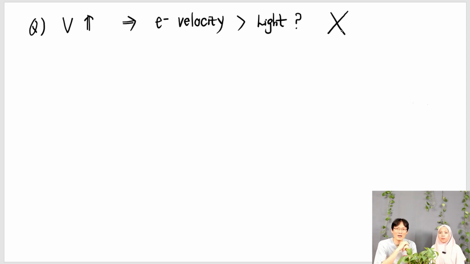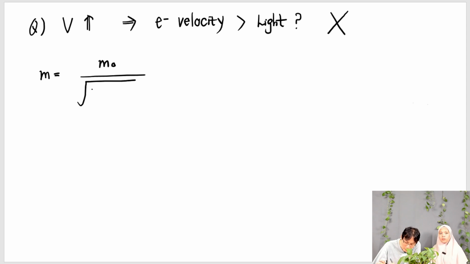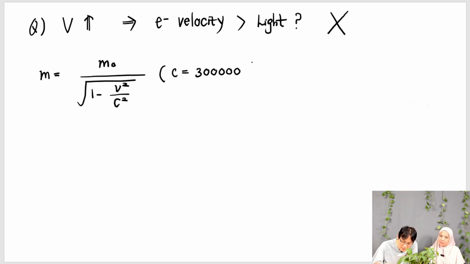Based upon the relativity theory suggested by Einstein more than 100 years ago, mass will be formulated like this: 1 minus v square over c square. C means speed of the light, and approximately c should be 300,000 kilometers per second.